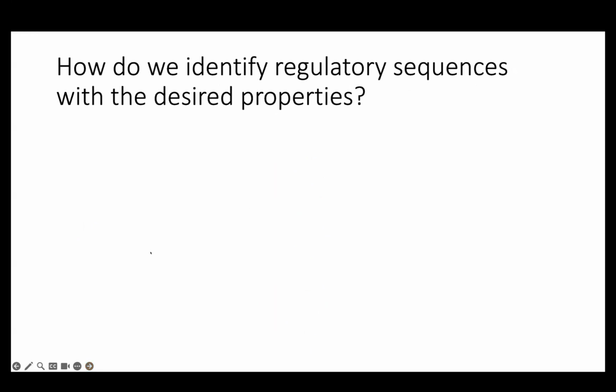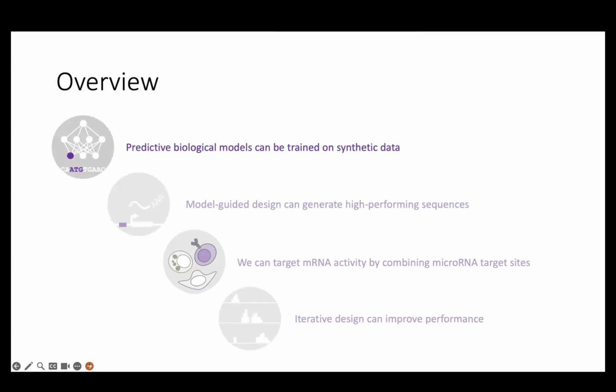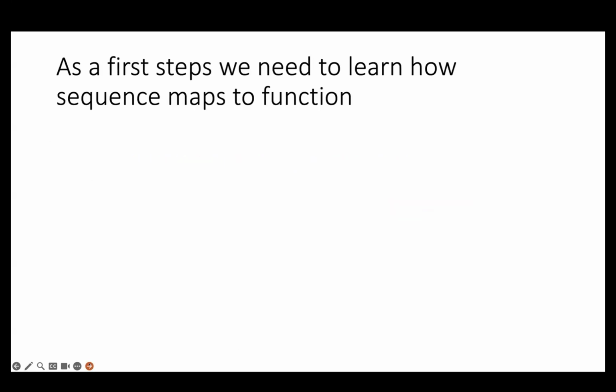So the question then is, how do we identify regulatory sequences with the desired properties? And I want to tell you a series of stories on how my lab is learning how to map sequence to function and then using these maps to generate synthetic sequences that have the desired properties. And I'm going to do this in a few different regulatory contexts.